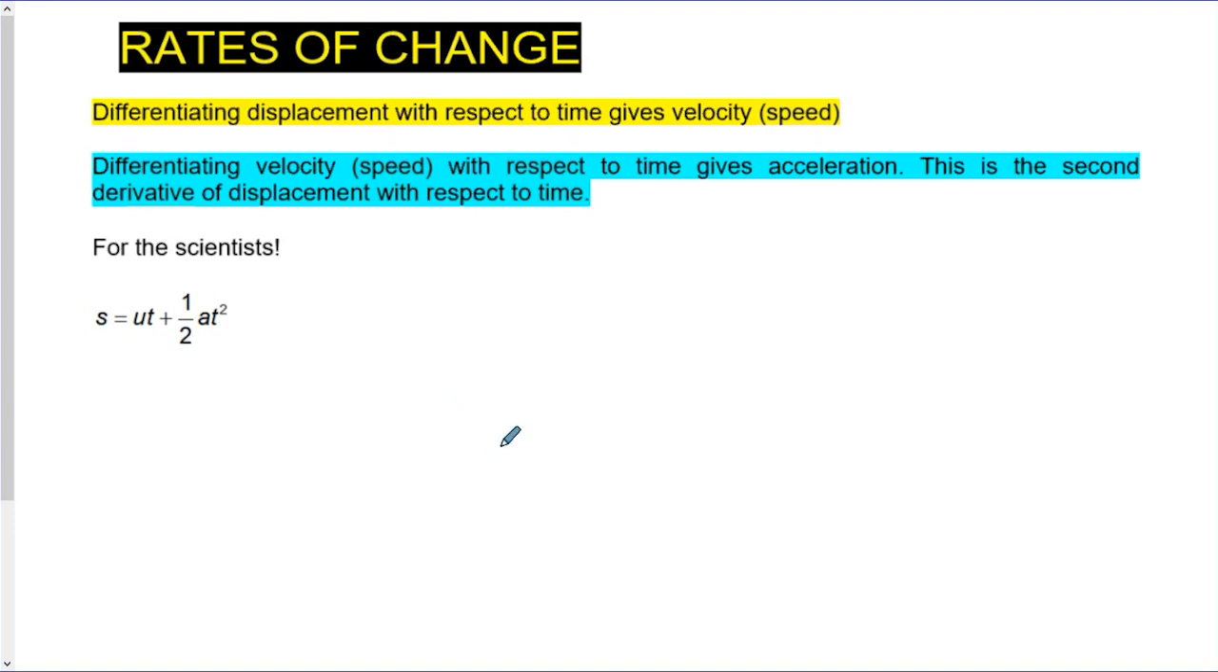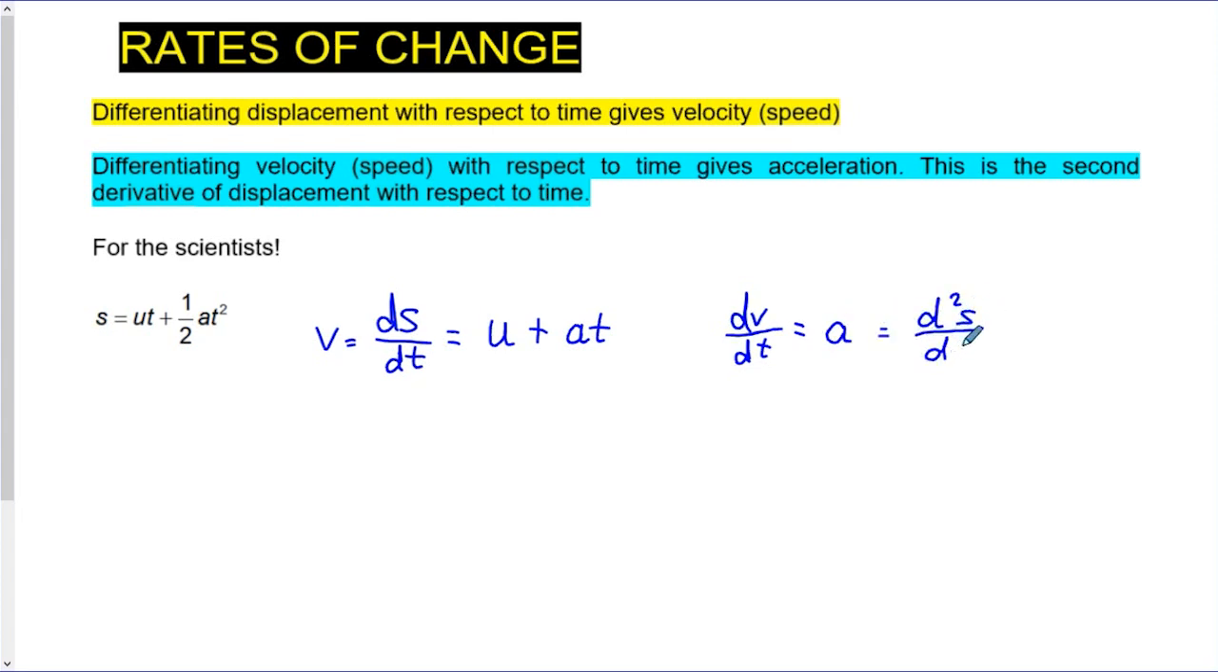Whenever we differentiate displacement with respect to time, we get velocity or speed. If we differentiate velocity or speed with respect to time, we get acceleration. Right, and just for the scientists among you, if we differentiate displacement with respect to time, remembering that u and a are constants, we get u plus at. Now you'll recognize that as a formula for velocity. If we differentiate velocity with respect to time, we get a.